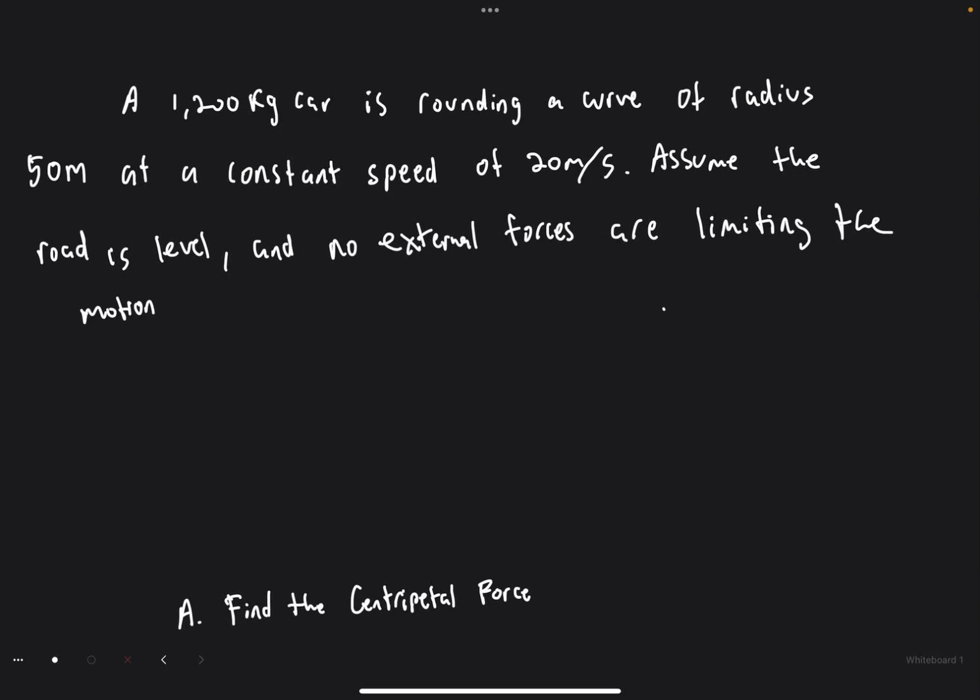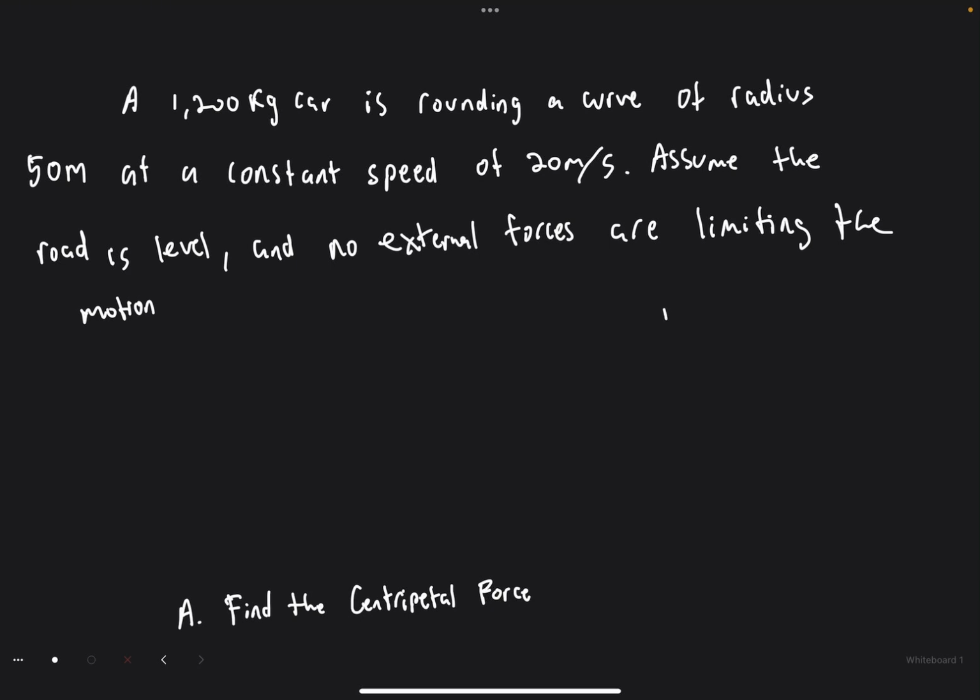In this particular circular motion problem, we have a 1,200 kilogram car rounding a curve of radius 50 meters at a constant speed of 20 meters per second. Assume the road is level and no external forces are limiting the motion.